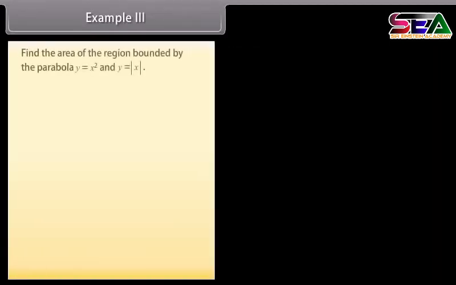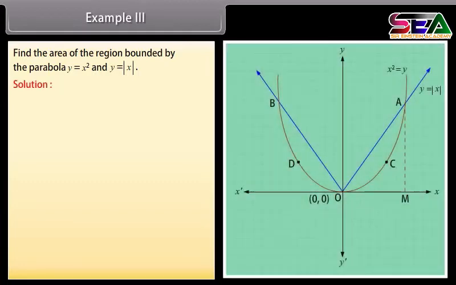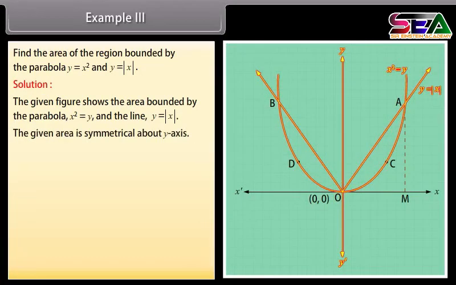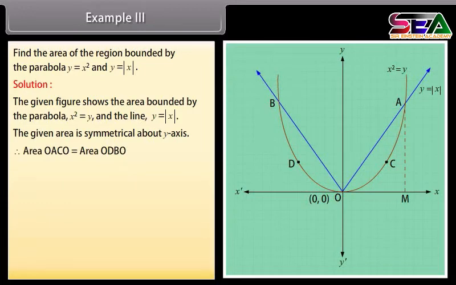Example third. Find the area of the region bound by the parabola y is equal to x square and y is equal to modulus of x. Solution. The given figure shows the area bound by the parabola x square is equal to y and the line y is equal to modulus of x. The given area is symmetrical about y-axis. Therefore, area OACO is equal to area ODBO.